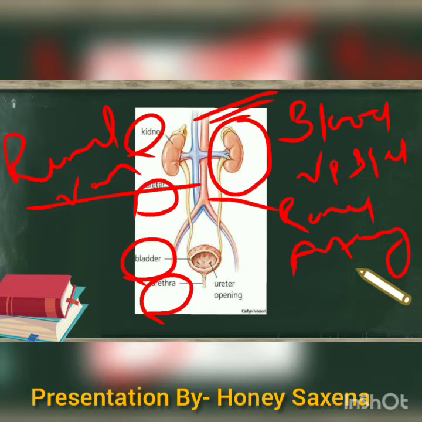Now we will see the function of each. Kidney helps in the removal of urine. Ureter helps to carry the urine from kidney to the urinary bladder. Urinary bladder stores the urine till it gets released from the body. Urethra helps to remove the urine from the body.